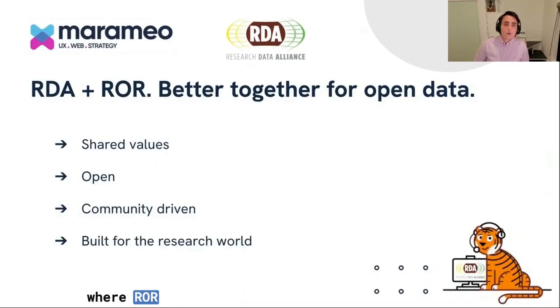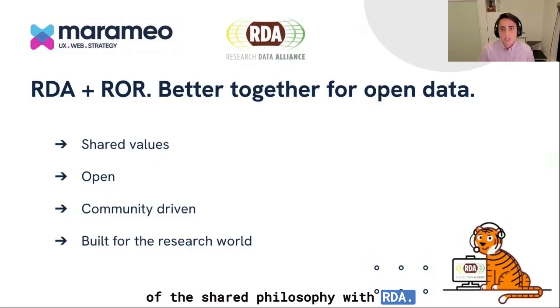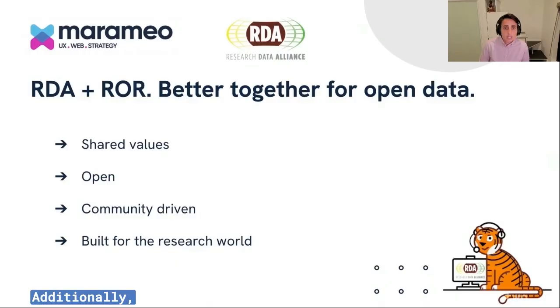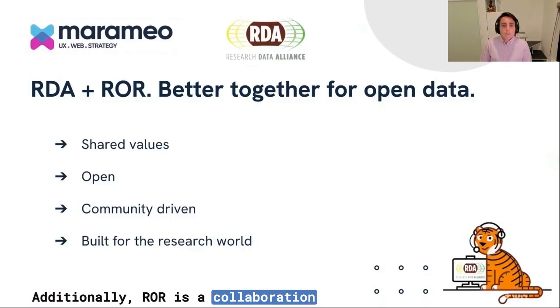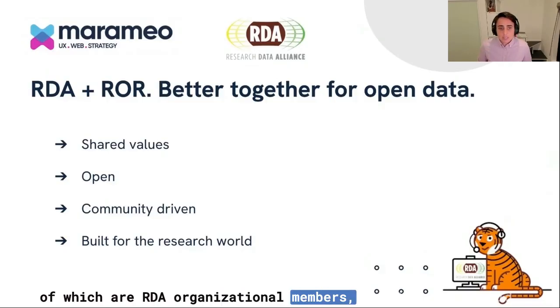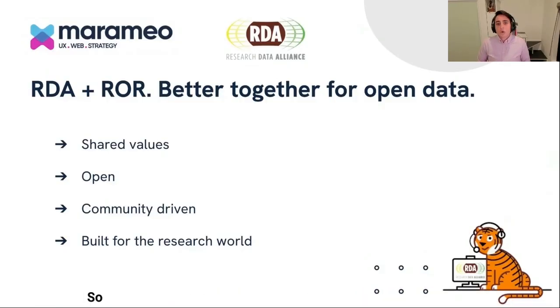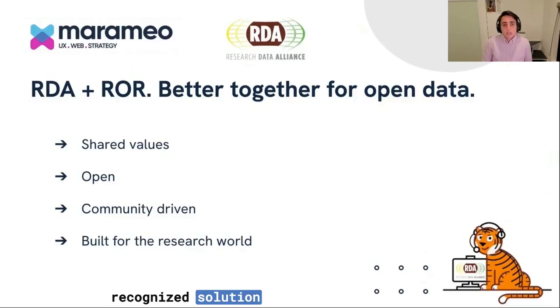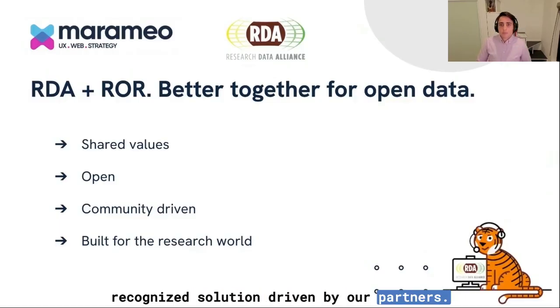And that's where ROR comes in and stood out instantaneously, not only because of the tech, but because of the shared philosophy with RDA. Both systems are open, community-driven, and built for the research world. Additionally, ROR is a collaboration by 3 organizations, 2 of which are RDA organizational members, DataCite and ORCID. So we were really pleased to implement a globally recognized solution driven by our partners.